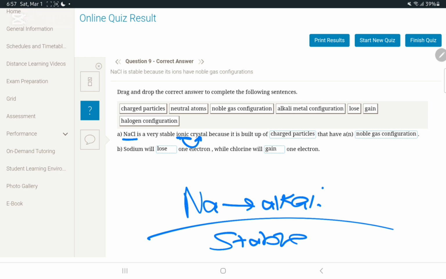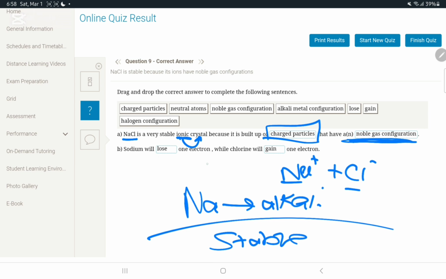It's built up of charged particles, so Na plus and Cl minus. These are the charged particles that have a noble gas configuration. Sodium will lose one electron while chlorine will gain. You can see that sodium is positive. That means it lost an electron and it donated it to Cl. So Cl became negative. This is more to be memorized, but it's also common sense.